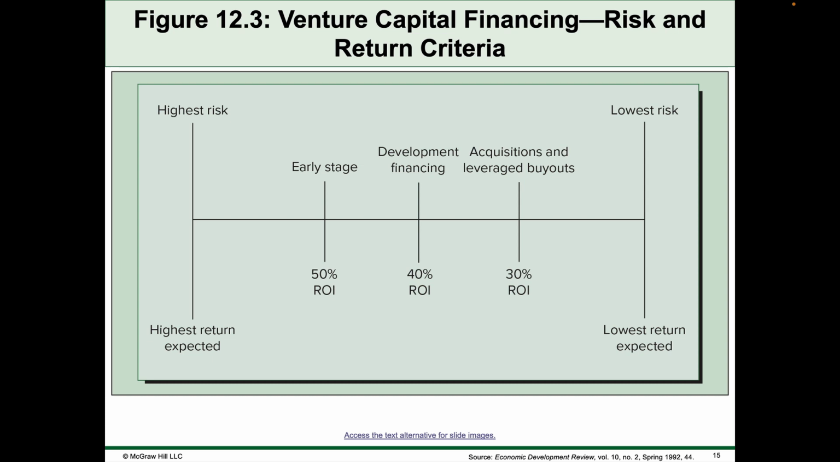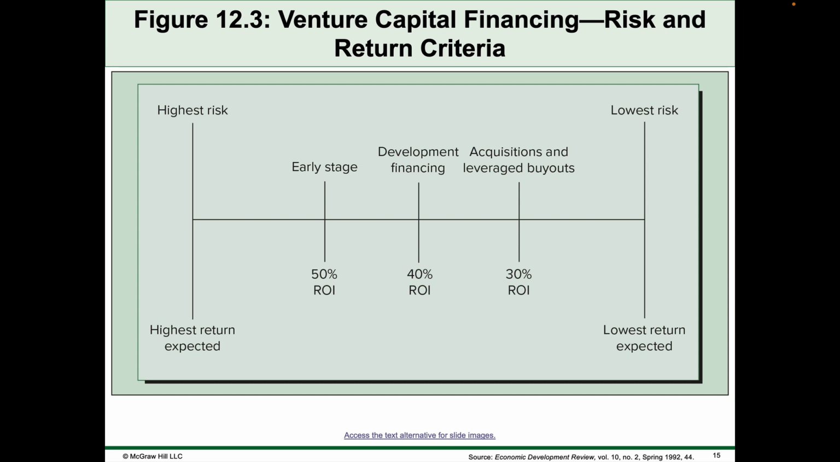Consequently, the ROI expectation is lower, 30%. VCs might seek a 2-time to 3-time return on their investment within 2 to 4 years. The company's growth and profit trajectories are more predictable at this stage, and so that makes the investment less risky. And because of the reduced risk, the potential ROI is also lower.